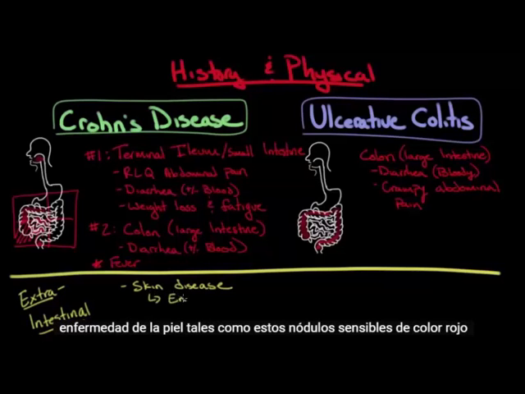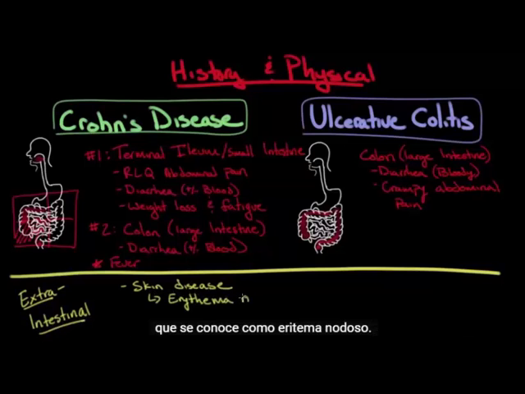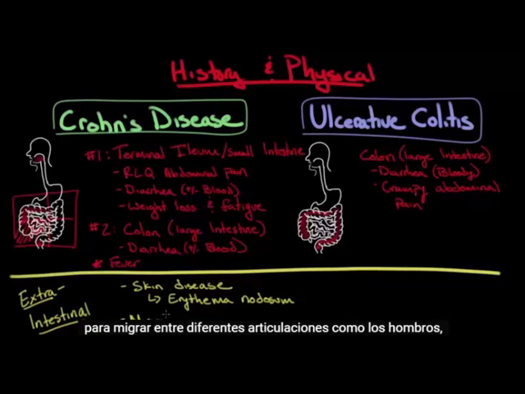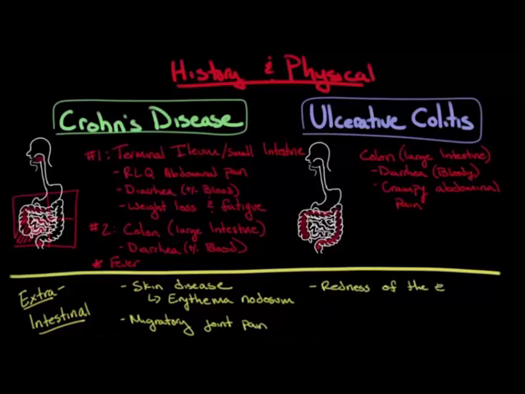Such as these red, tender nodules that are known as erythema nodosum. They can also include joint pain that often seems to migrate between different joints, such as the shoulders, elbows, hips, and knees, as well as redness of the eyes and liver disease.